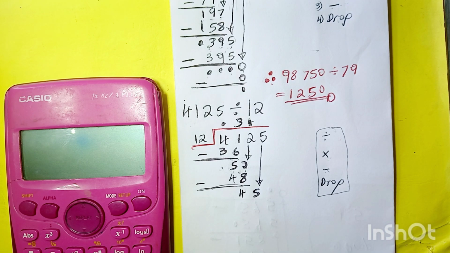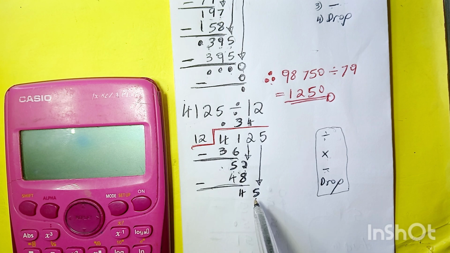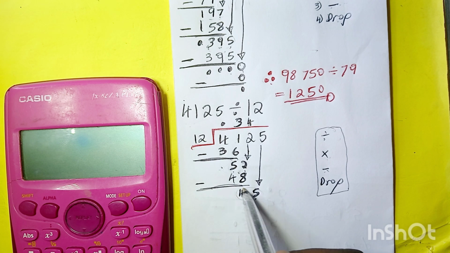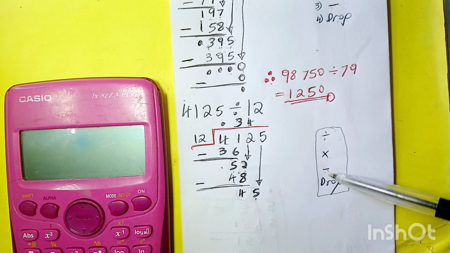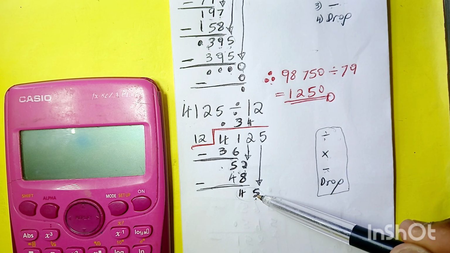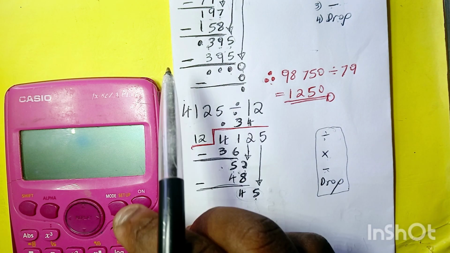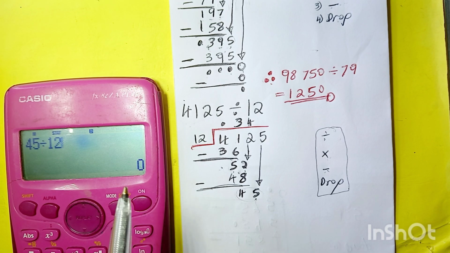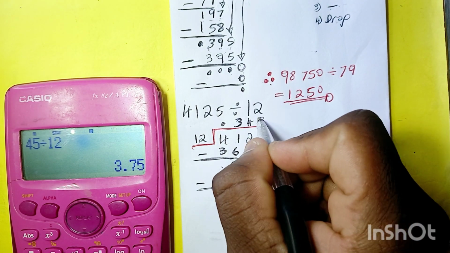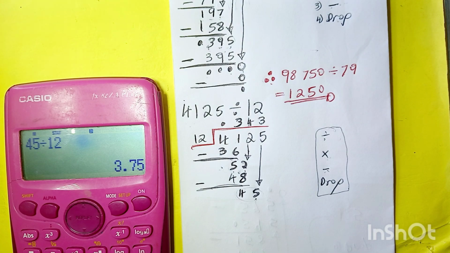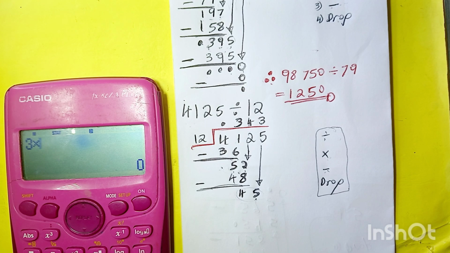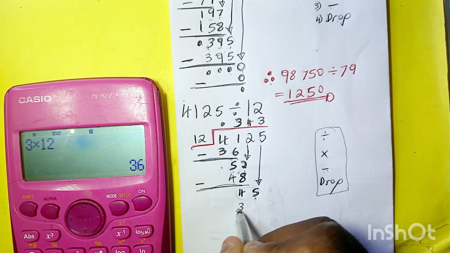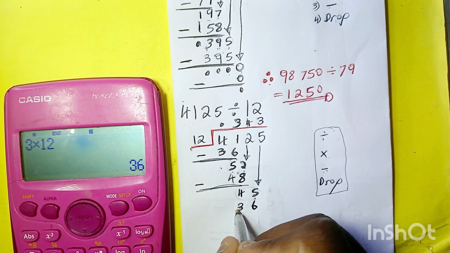Do you see? So the moment I got 5, now I will be having a new number. So after now I have a new number, I will repeat my step again. I'll say 45 divided by 12. It is 3 here. And now I'll say 3 multiplied by 12, which is 36 here as the answer.